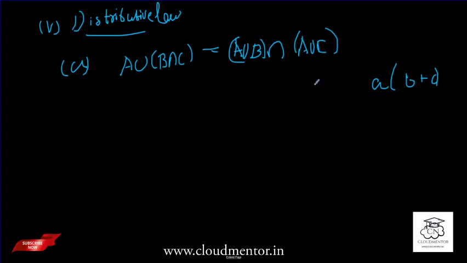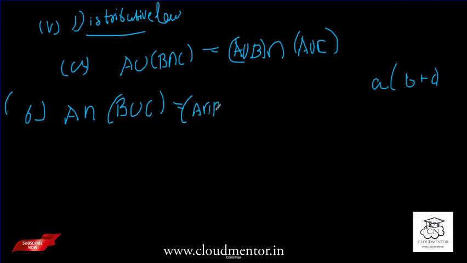And the B. A intersection B union C will be equal to A intersection B union A intersection C.